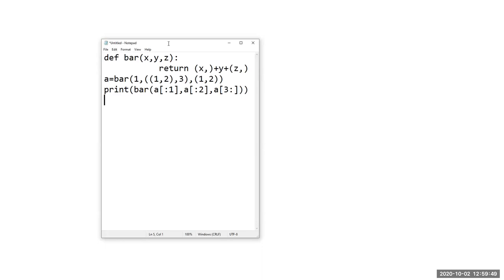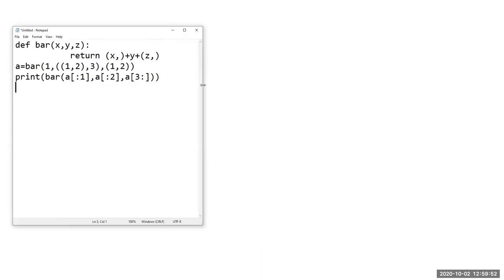Here we are. Let's talk about Derek's question first. So we have this def bar(x, y, z). What we want to do is evaluate the value of a first. So we have bar applied to the tuples 1, 1, 2, 3, 1, 2. Try to underline the arguments. So this is x, this is y, this is z.